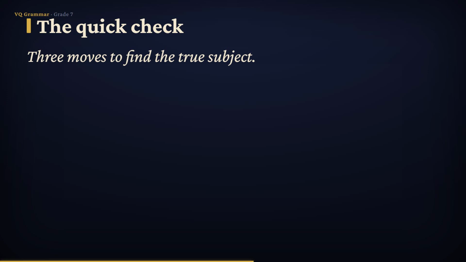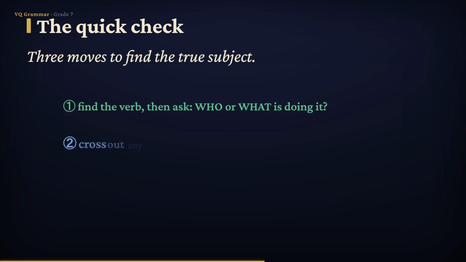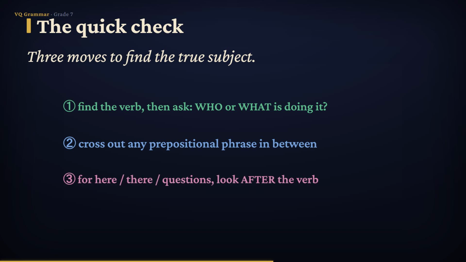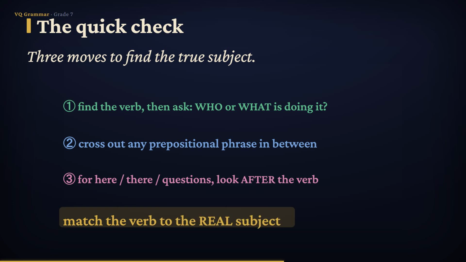Let's fold all of this into one quick routine. First, find the verb. Then ask who or what is really doing it. That is your subject. Second, cross out any prepositional phrase that's squeezed in between the subject and the verb. Third, if the sentence starts with here or there, or if the sentence is a question, look after the verb to find the subject. Do those three things and you will always match the verb to the real subject.